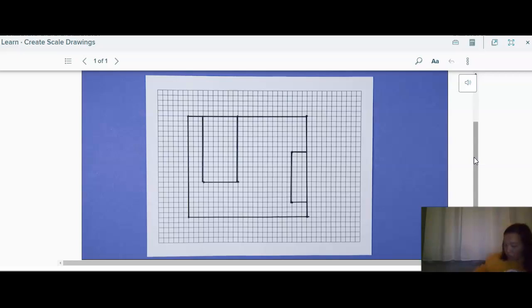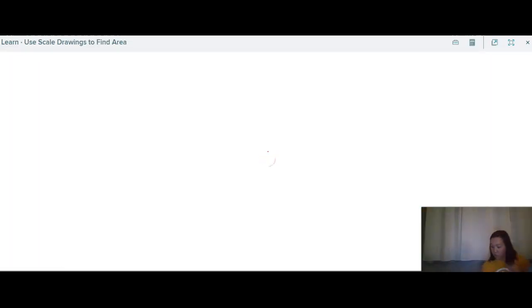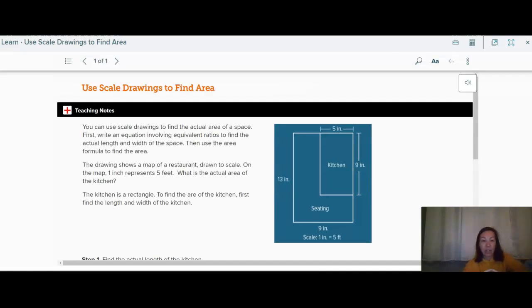Okay, so that's one way you can make a scale drawing. Now go to page 426 and we're going to look at the example there. We can use scale drawings to find the area of real objects. So first we're going to write an equation to set up our equivalent ratios to find the actual length and width of the space, and then we'll use the area formula to find the area.